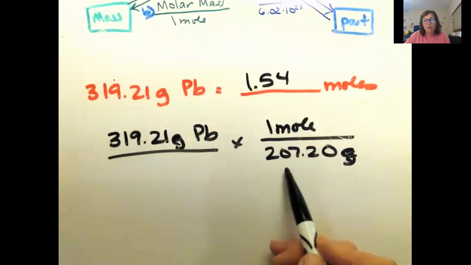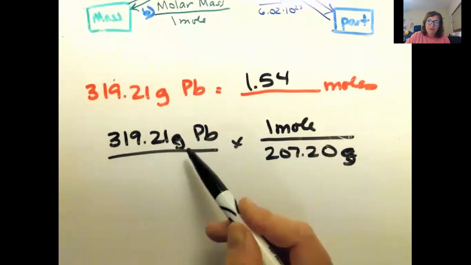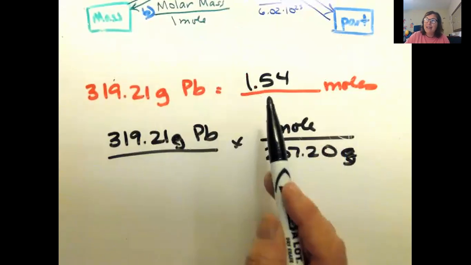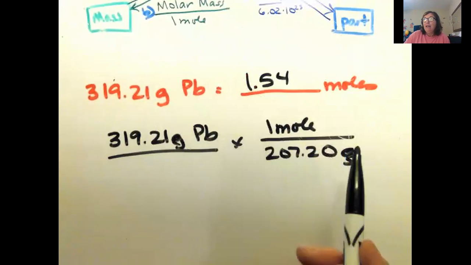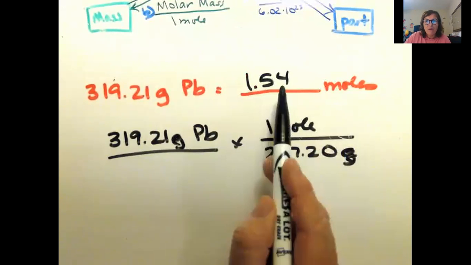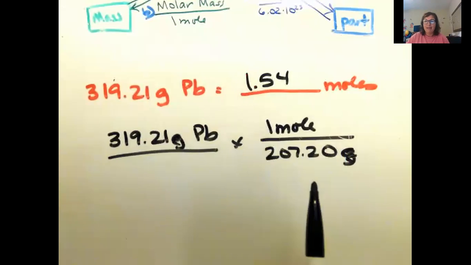Which makes sense because if 1 mole is equal to 207, and I start off with 319, it's going to be just over a mole. So it's like saying I've got 18 eggs. How many dozen will that be? Well, if a dozen equals 12 and I have 18, it's going to be more than a dozen. So make sure your answer makes sense, okay? Always make sure your answer makes sense.